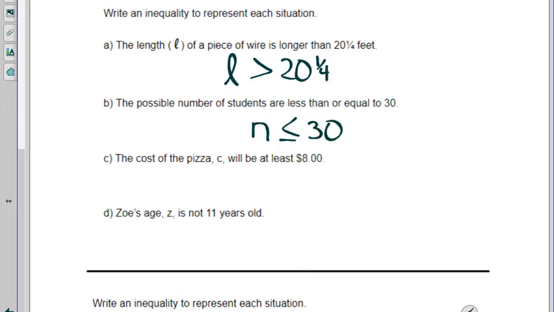The cost of the pizza C will be at least $8, so the cost as compared to 8, it's at least, so it could be more, and it could be equal to. And then lastly, Zoe's age Z is not 11. It doesn't equal 11, just like that. Could be 12, could be 2. It's not 11.